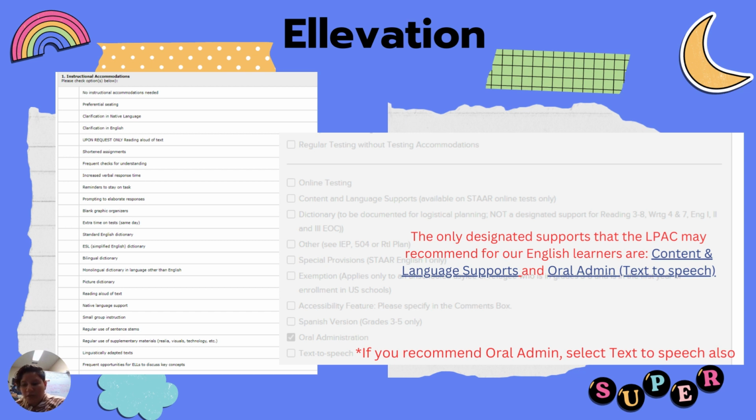Other than that, guys, we used to have extra time. Extra time is no longer considered a designated support. It's considered now an accessibility feature, which means that it's available for all, and no one has to actually make an official documented decision on it. So for our English learners, we now only have two designated supports available for STAAR and EOCs: content and language supports, and oral admin, which includes text to speech.